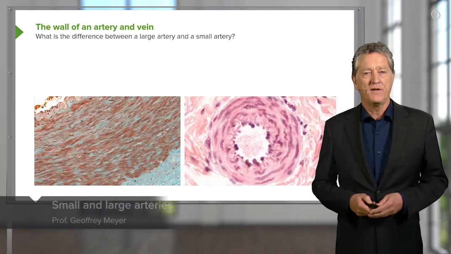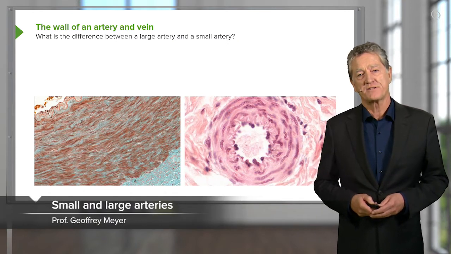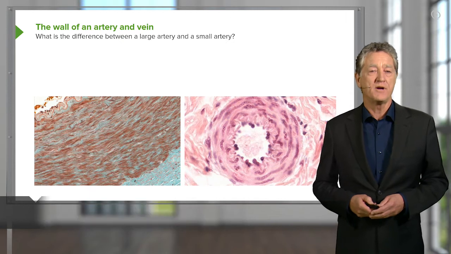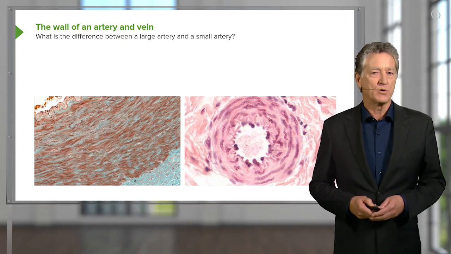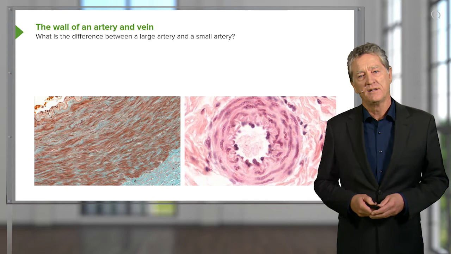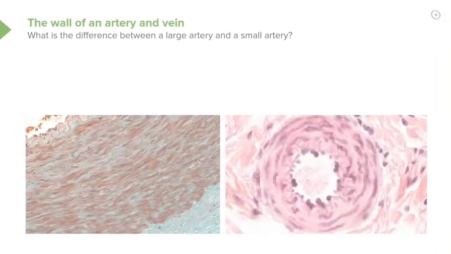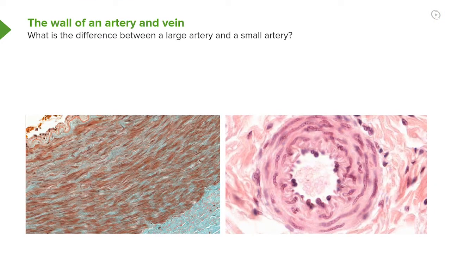Well, now let's look at a large artery, such as one that I just described on the left-hand side, and look at a small artery, shown here on the right-hand side. All that really happens is that the layers just get thinner. You start to lose layers of smooth muscle.